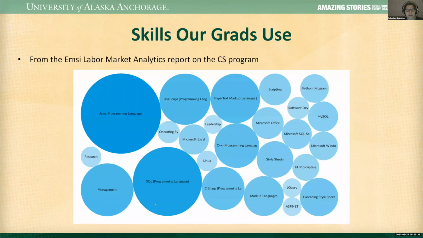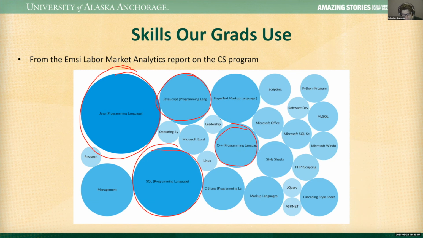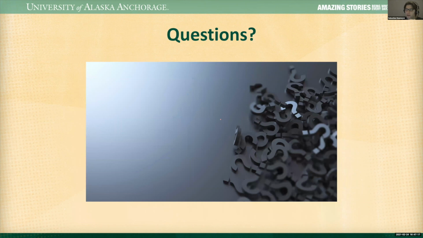And so skills our grads have told us that they use. Well, the main thing, unsurprisingly, is going to be programming languages. So Java, SQL, which is a database programming language, JavaScript, so this is for web development, C++. So those are the main ones. And so those are skills you're probably going to want to sharpen as an undergrad, maybe through internships before graduating, to make yourself more marketable.